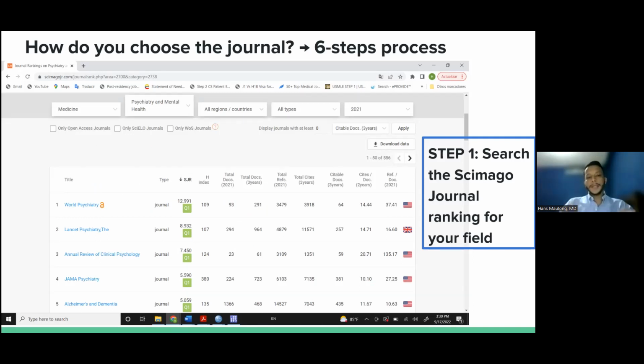Okay, so step number 1 is to search for the Scimago journal ranking in your field. You can also use other journal rankings like Web of Science, for example, but I found that Scimago is very user-friendly and free, so you can easily get this done with this tool. You will go to the Scimago journal ranking website and search, for example, this particular paper will go to a psychiatry journal, right? So we search for the Scimago journal ranking list for psychiatry, and we found this. This is the output that the web page returns.